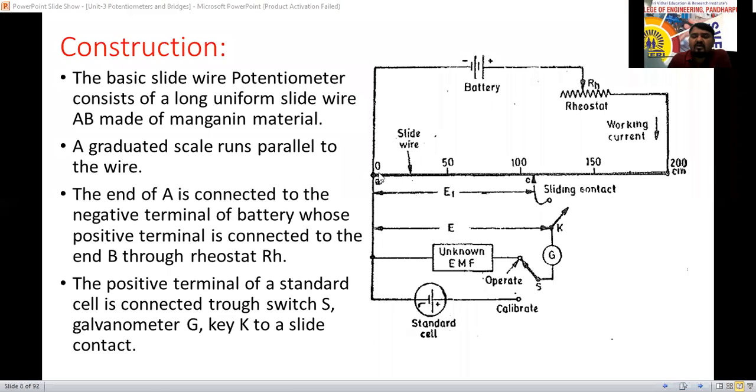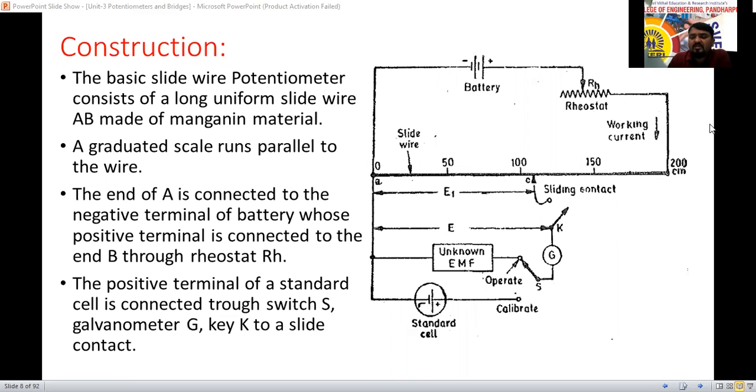So I told that the terminal A is connected to the negative supply and terminal B is connected to the positive supply through a rheostat. The end of A is connected to the negative terminal of the battery, whose positive terminal is connected to the end of B through a rheostat. The positive terminal of the standard cell is connected through switch S.